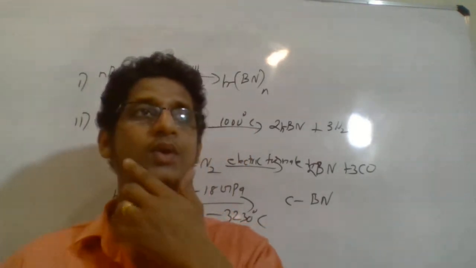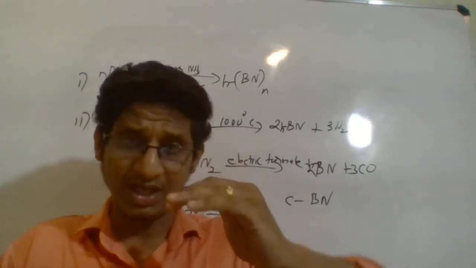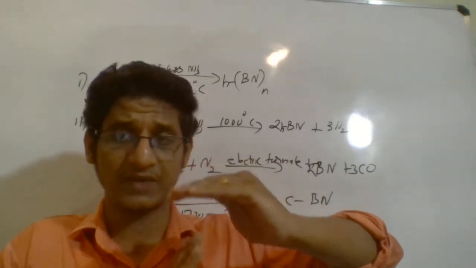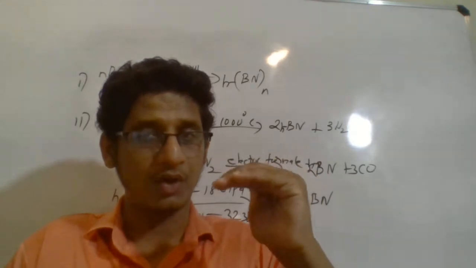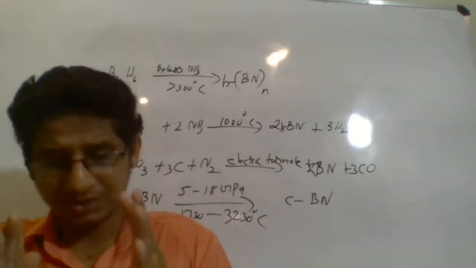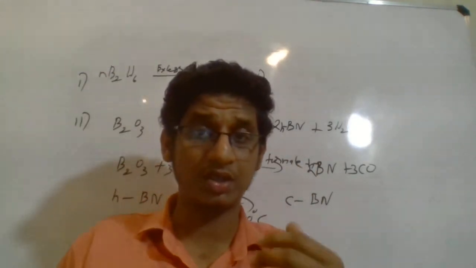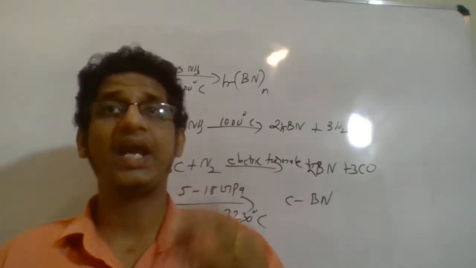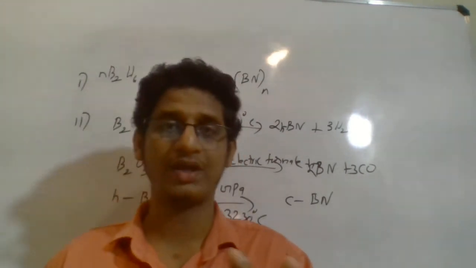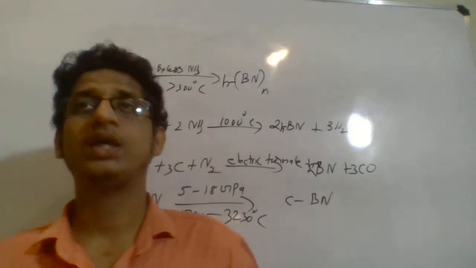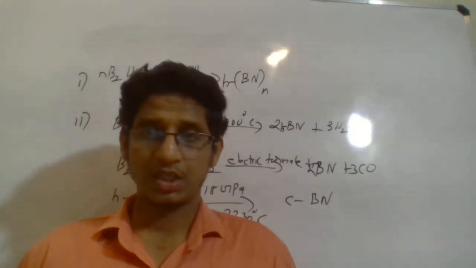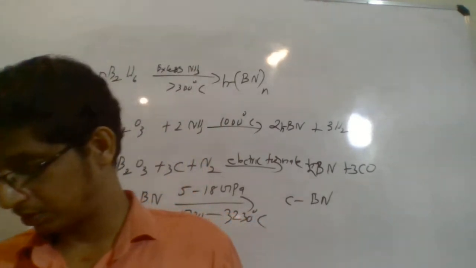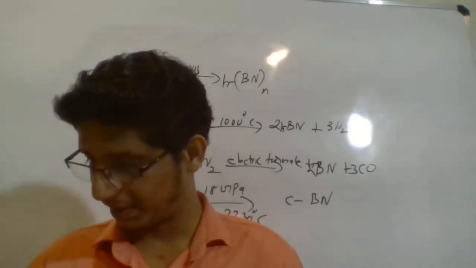While in hexagonal boron nitride, there is a significant electronegativity difference between the boron and nitrogen atom. So the boron-nitrogen bond is polar, and because of that polar nature, electrons are not delocalized throughout the structure. Hence hexagonal boron nitride is not a good electrical conductor, while graphite is a very good electrical conductor. That's something you can remember as a main difference.